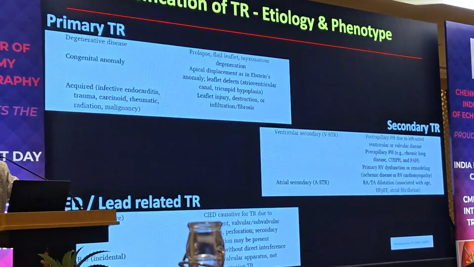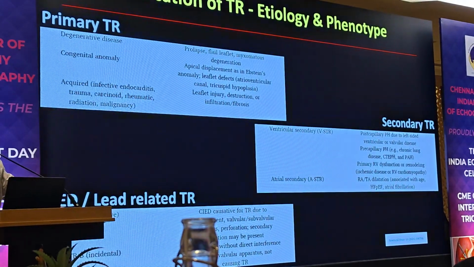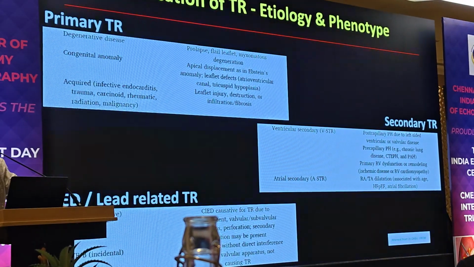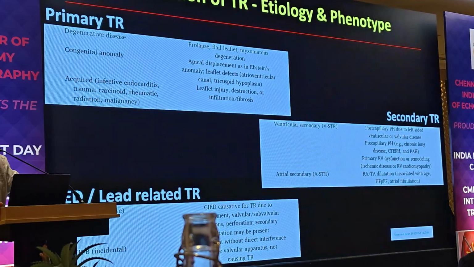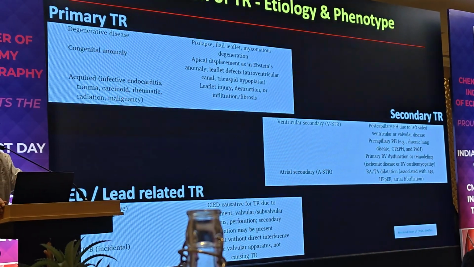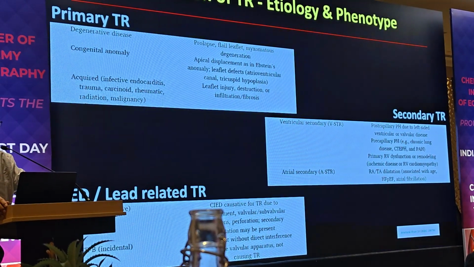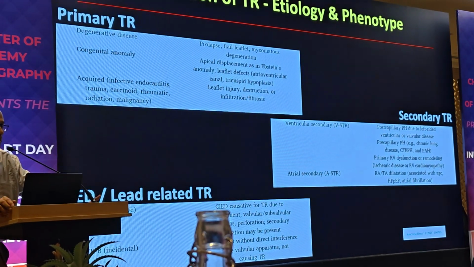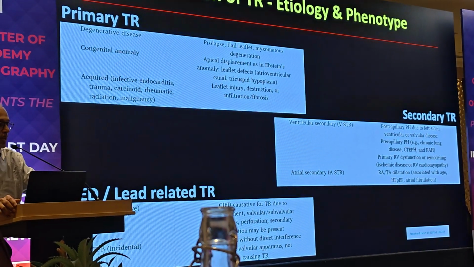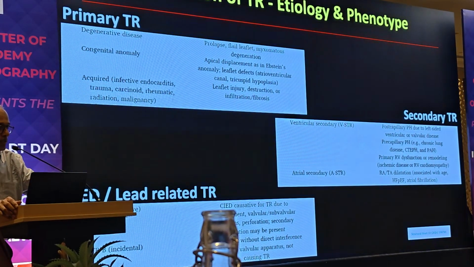Now, a review of the phenotypes which you saw in the morning. You have the primary TR, the secondary TR, and then the lead-related TR. Primary TR is primarily a leaflet issue, and you have the congenital and the acquired ones. Secondary, you have the ventricular as well as the atrial type of TR. You have to separate them out, and each has its own implications. Then of course, as far as the lead is concerned, we had an early small discussion.